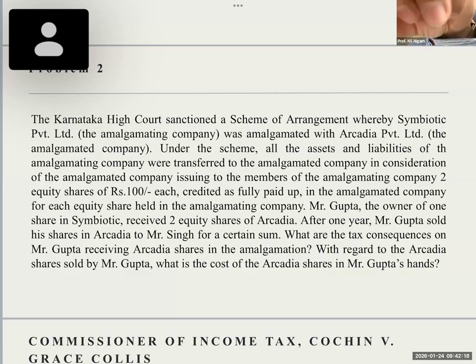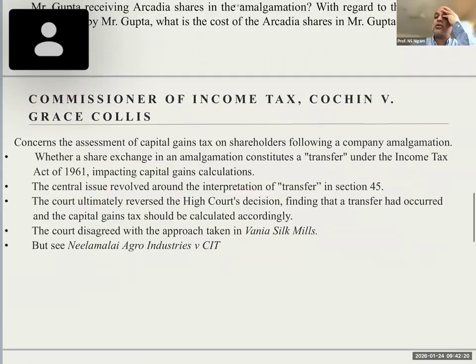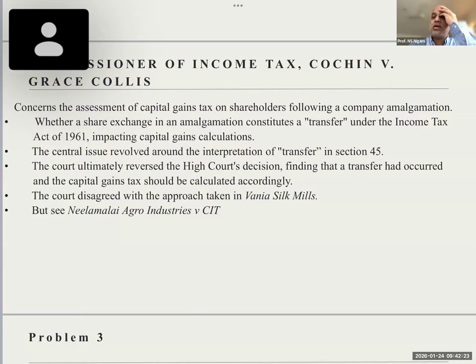And in Commission of Income Tax versus Grace Collis, the Supreme Court disagreed with that, and with the approach taken in Vanya Silk Mills case. It concerns the assessment of capital gains on shareholders following a company amalgamation, whether a share exchange in an amalgamation constitutes a transfer under the Income Tax Act. The central issue revolved around the interpretation of transfer in section 45, and the court ultimately reversed the High Court's decision, finding that transfer had occurred and that the capital gains tax should be calculated accordingly, and the court disagreed with the approach taken by Vanya Silk Mills case.